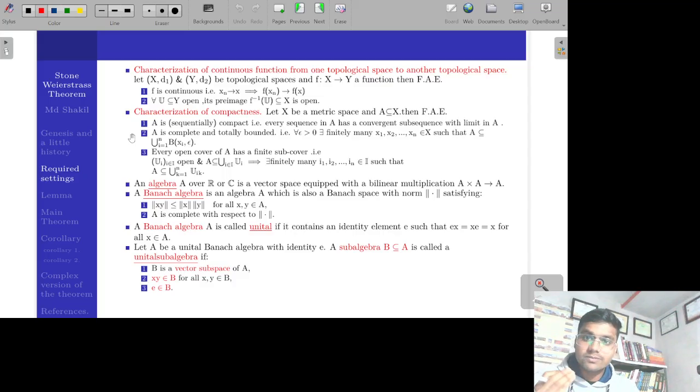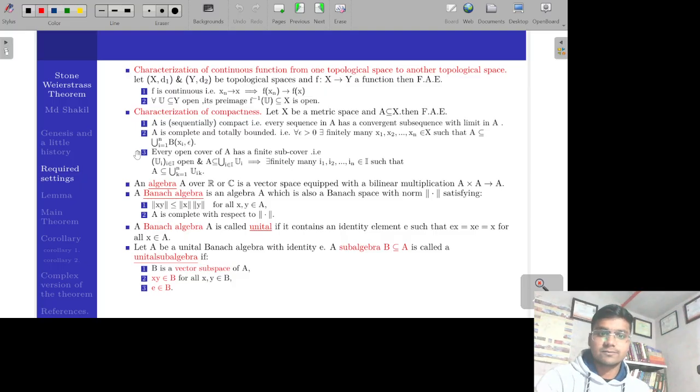And again we do the same process with that open ball. We cover that open ball with finitely many open balls with small radius, and again one of them will contain infinitely many points, and we do this process continuously, and we take points from all those infinite-point-containing open balls, and in this way we can take a convergent subsequence. So this is the Bolzano-Weierstrass approach to construct a convergent subsequence from a given sequence in a sequentially compact space, I think.